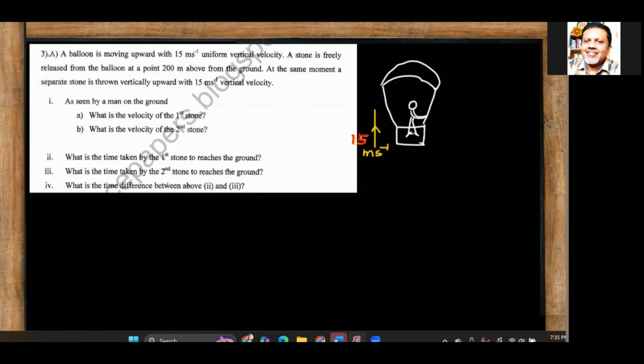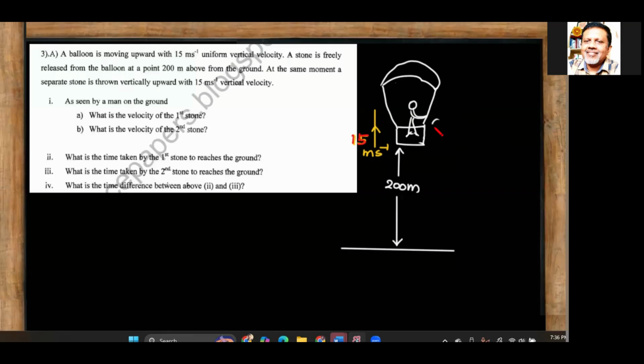And then it says uniform vertical velocity. A stone is freely released from the balloon at a point 200 meter above the ground. So the ground level is also mentioned. And at the moment the stone is released freely, it is 200 meters above the ground, something like this. So I mark the height like this.